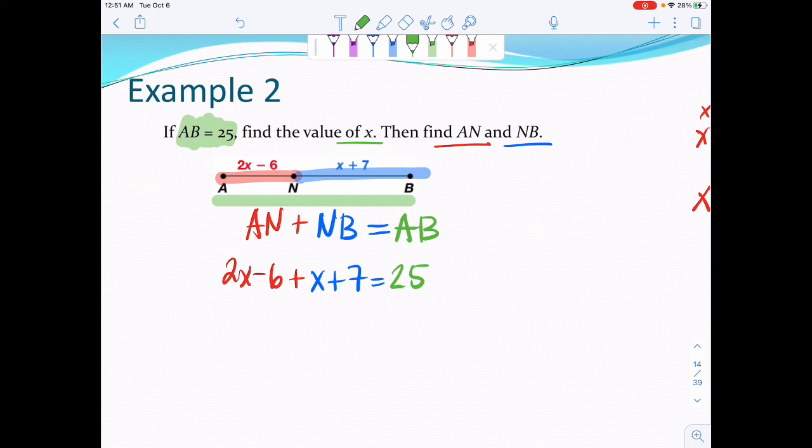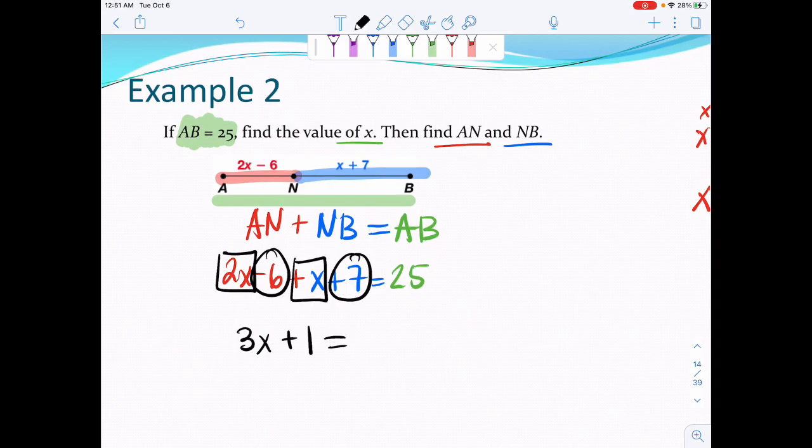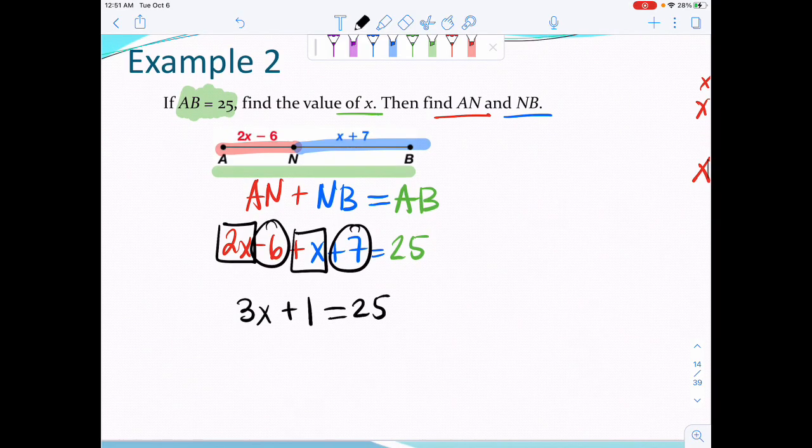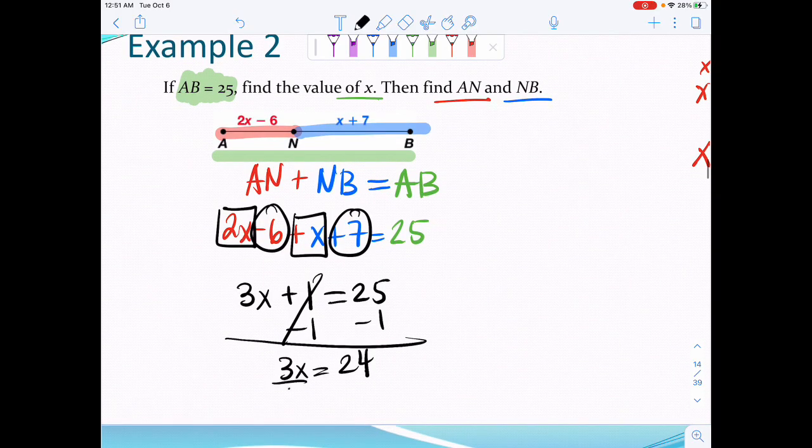So now I'm going to go ahead and combine like terms. I know that we have a 2x there, and an x here. So that's going to be a 3x. I know that this is a negative 6 and a plus 7. So those are different signs. So that's going to be subtracting, and that's a positive 1 is equal to 25. I then am going to subtract 1 from both sides, and I'm left with 3x is equal to 24. Remember, we have to isolate the variable by dividing by 3 from both sides of the equation, and so x in this case is equal to 8.